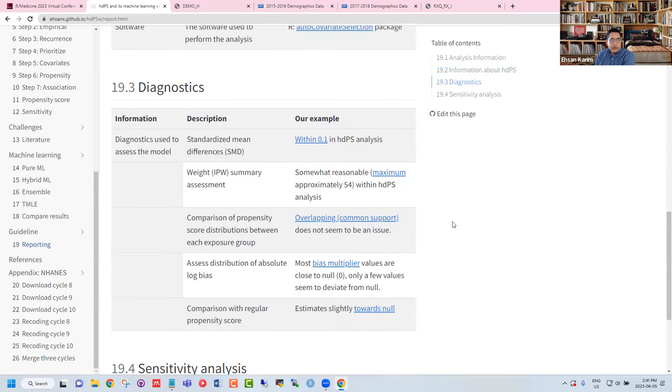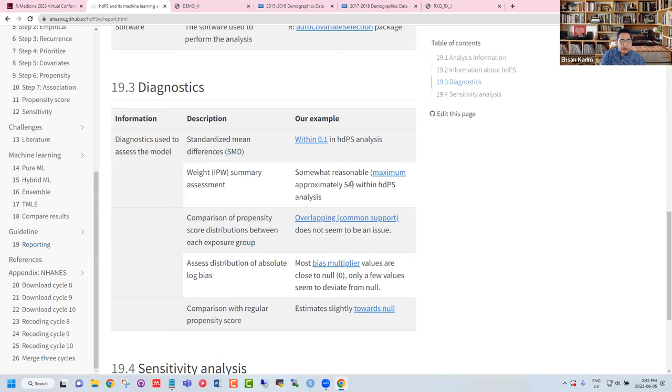In terms of the diagnostics, you have to understand that diagnostics and sensitivity analysis are very important. For the standardized mean difference, within 0.1 is something that is regularly used. We should also report the weight summaries. In our case, the maximum weight was around 54, which is not a lot, and you can determine that based on how many data points you have. We had more than 7,000, so 54 was not a big number. But if you are working with only 100 data points and you get a maximum weight of 54, that is a big number. So it is also a context-dependent decision.